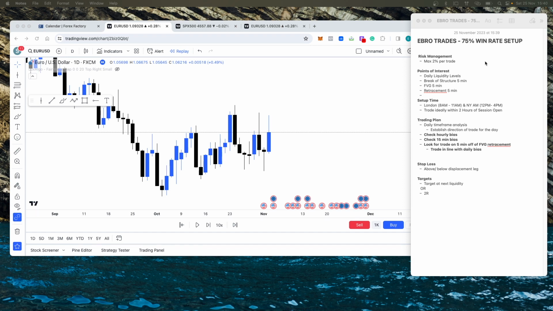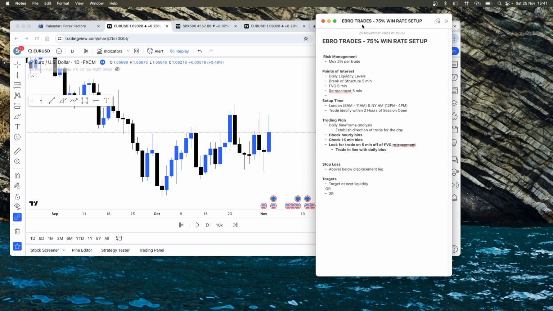I'm going to run through sort of what the breakdown of my strategy is. It's really simple. And then I'll show you three examples of trades that I've taken across different markets. So the Euro USD, the SPX, so the S&P 500, and finally the Nasdaq. So over here, I provided a breakdown of the trading plan. Risk management, 2% per trade.